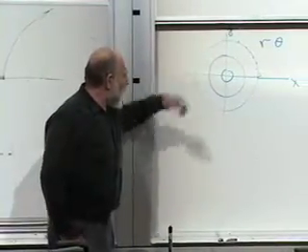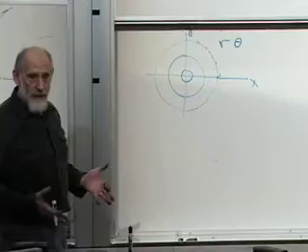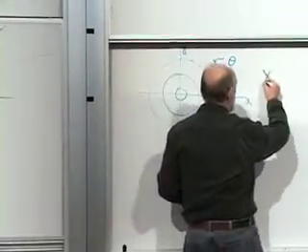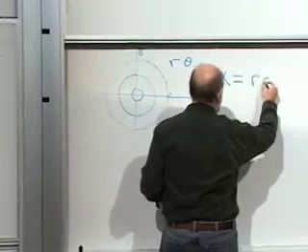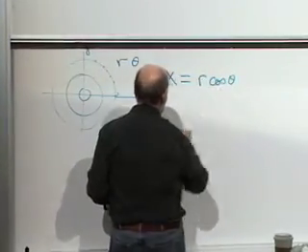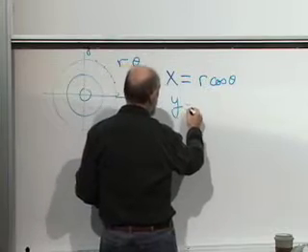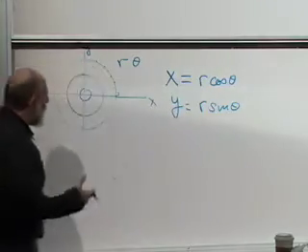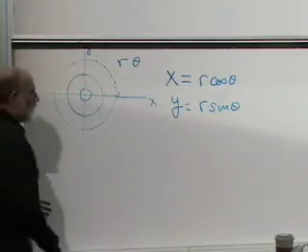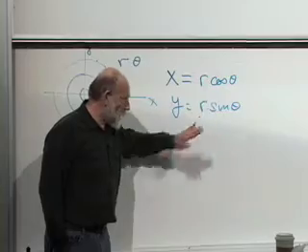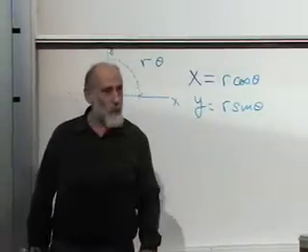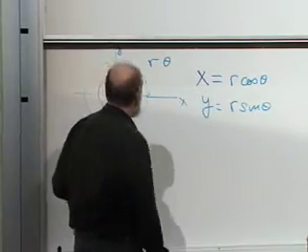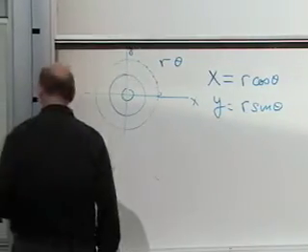Okay. What's the connection between x, y, r, and theta? I think we've done this more than once. x is r cosine theta, and y is r sine theta. And notice that x squared plus y squared equals r squared. But that's because cosine squared plus sine squared equals 1. Okay? What's the relationship over here?